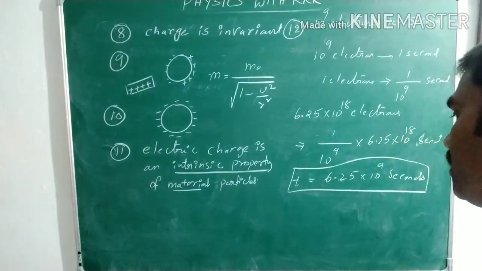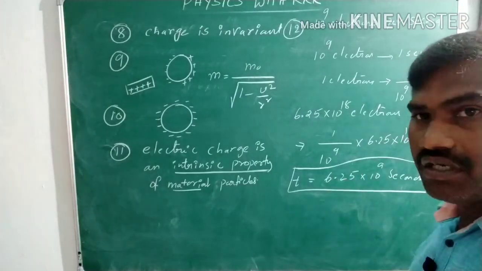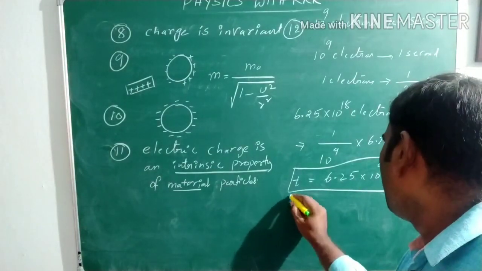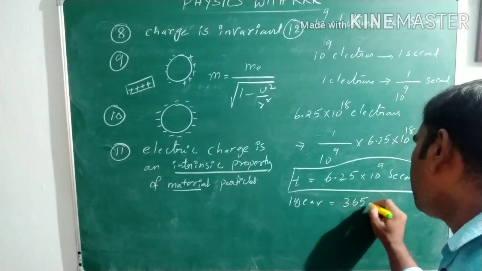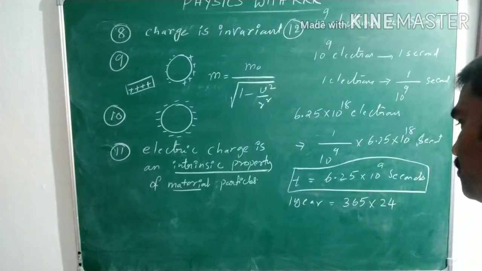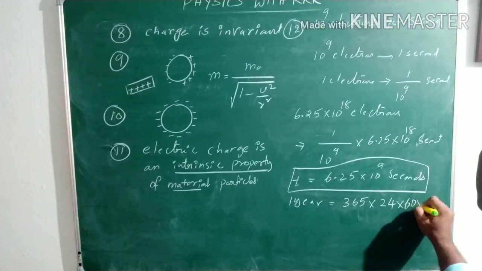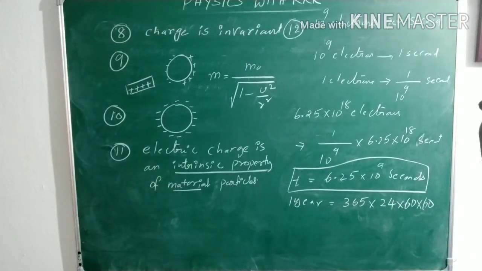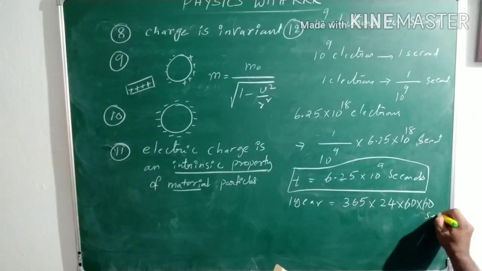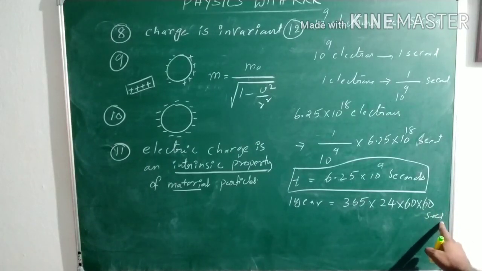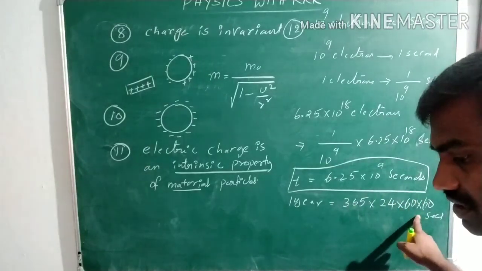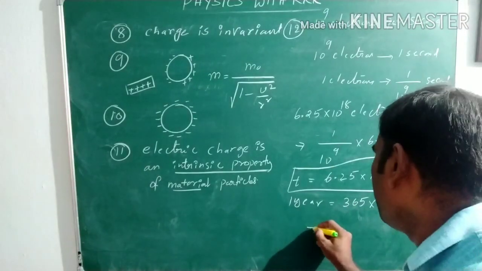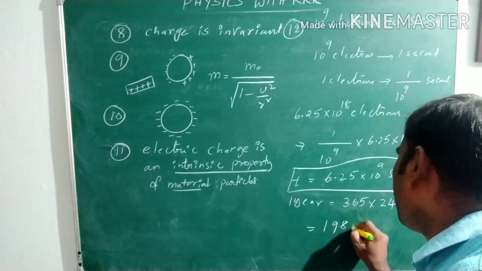If you want to convert it into years, 1 year consists of 365 days, 1 day consists of 24 hours, and each hour is 60 minutes into 60 seconds. So 1 year equals that many seconds. By simplifying that, you will get the time in years. In years it is approximately 198 years.